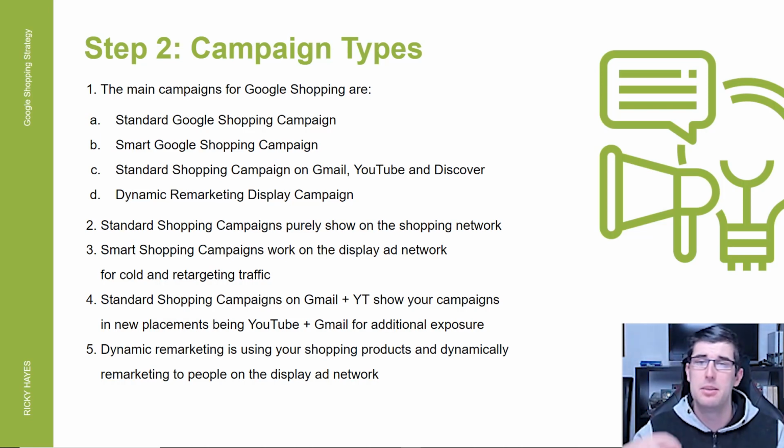Standard shopping for Gmail, YouTube, and Discover, as I said, just shows your shopping products in Gmail. Also on YouTube, on some videos underneath them as sponsored products, okay, which is really helpful if you want to be on the YouTube network. It allows you a lot more exposure for far less work, and it's just a tick box, honestly. Dynamic remarketing is just using a collection of products on the display ad network to retarget an individual based on his or her experience on your website, to try and remarket those products, offer them an incentive to come back, and then come back ideally and buy. Dynamic remarketing can be a bit of a tricky one, so we're not going to be getting too much into that today.